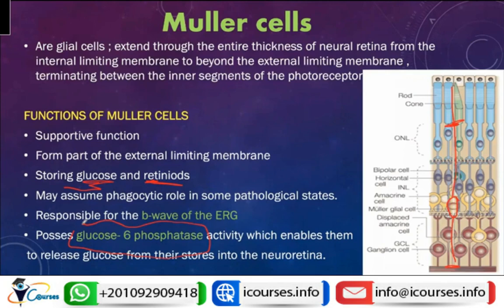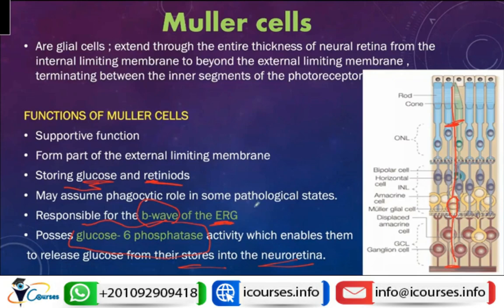We said this enzyme will be able to metabolize glucose, so that this enzyme in the cells will enable them to metabolize glucose into their stores, and the neuroretina will be able to benefit from these glucose stores. So they have the glucose, they have the enzyme that metabolizes the glucose, so it can produce some energy. Also, as we will say in the electrophysiology, it will be responsible for the B wave of the ERG.